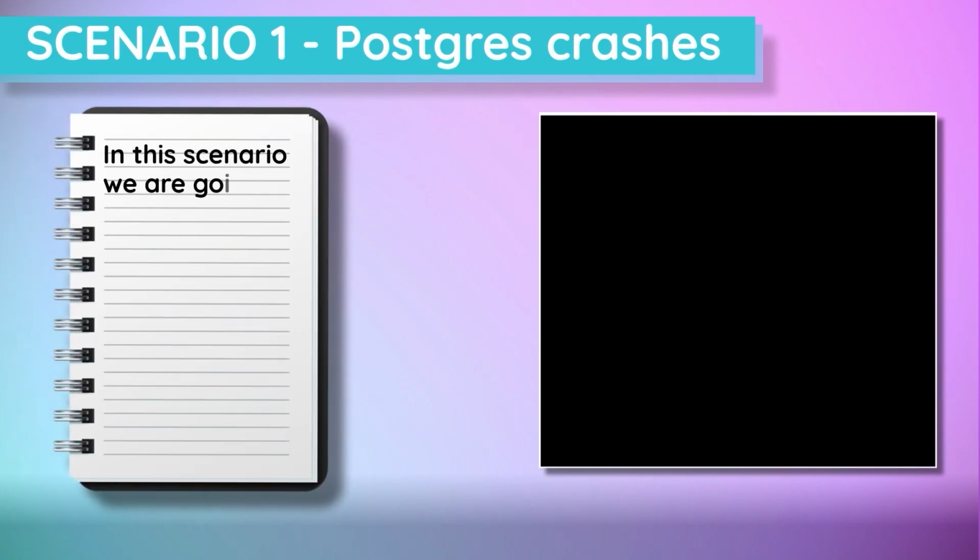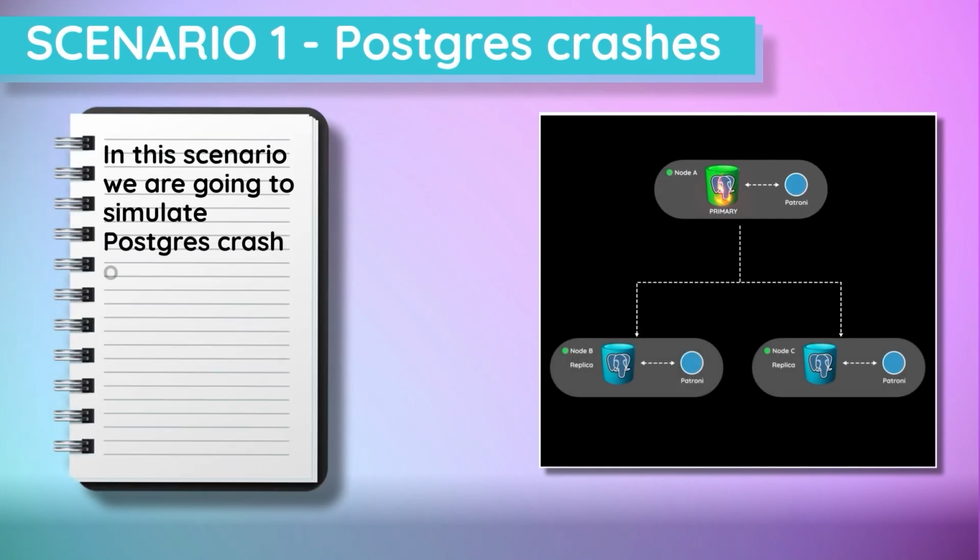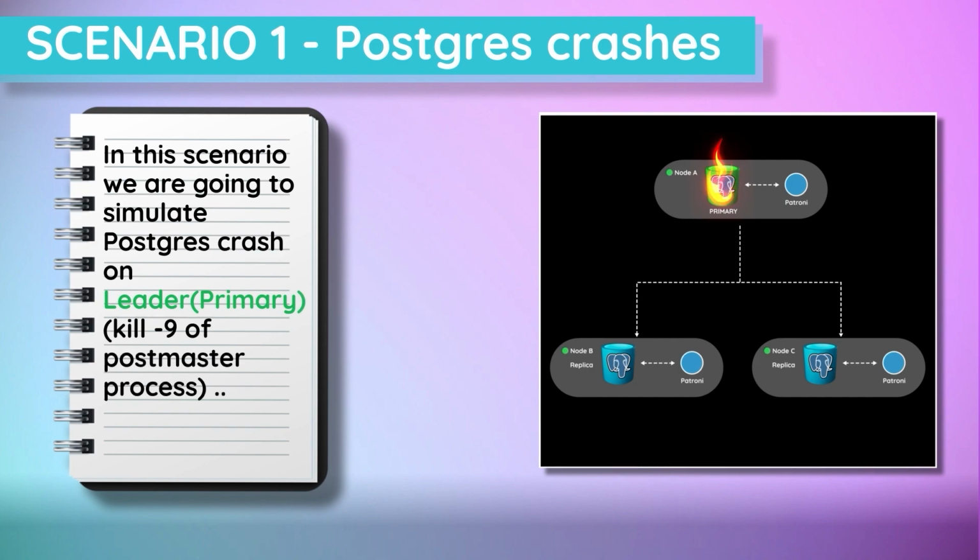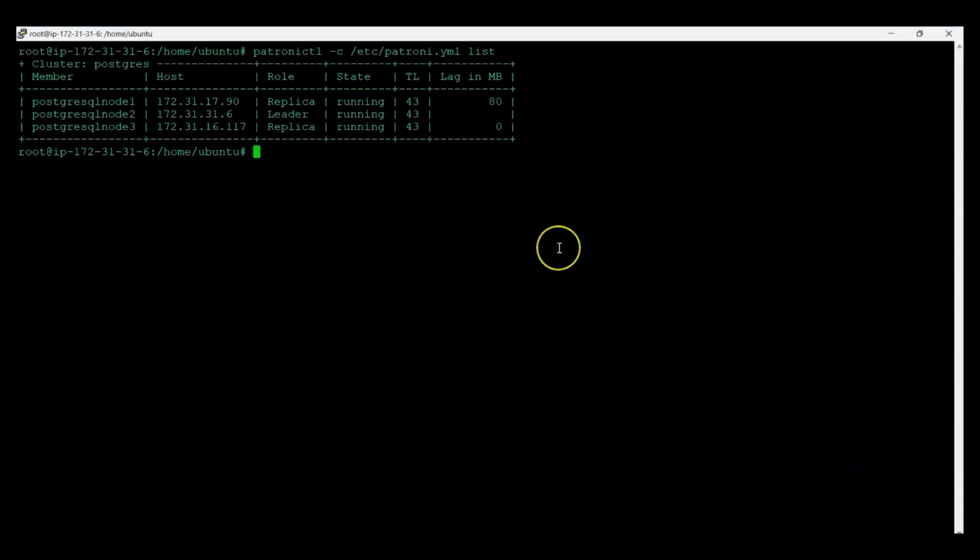In scenario 1, we're going to simulate Postgres crash on leader server. We're going to do a kill -9 on postmaster process, and we'll see how Patroni reacts in this case. To begin with, let's see the topology. So here is the topology of the cluster.